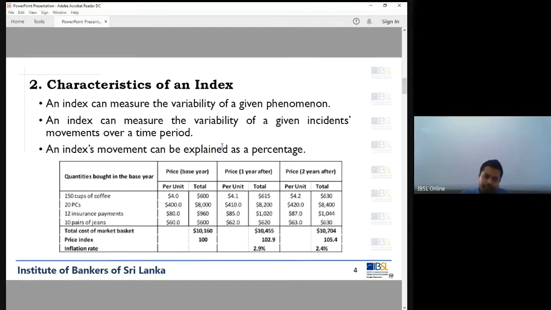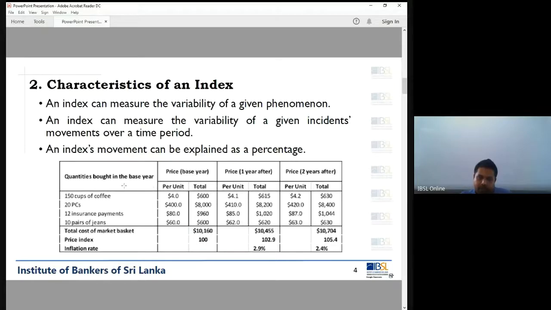Third point, an index movement can be explained as a percentage. That's what we discussed a moment ago. Why do we come to the percentage? It's very easy to compare the percentage numbers compared with the absolute numbers. So these are the very basic 3 characteristics of an index that we are going to keep in mind. I repeat, it is going to measure the variability. It can measure the variability over time, and we are going to express the index as a percentage for easy comparison purposes. Look at this example that we have put up here.